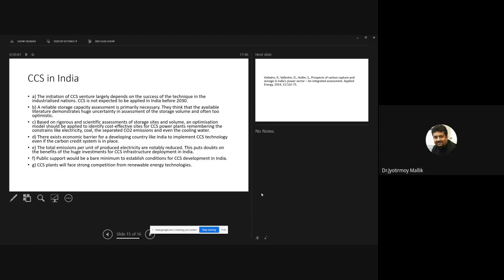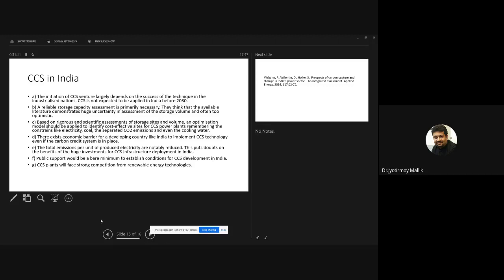I don't want to elaborate on that, but you know why. CCS plants will face strong competition from renewable energy technologies, of course, right? Because in a way, CCS is also kind of supporting the fossil fuel economy a little bit. So that's about it for CCS.